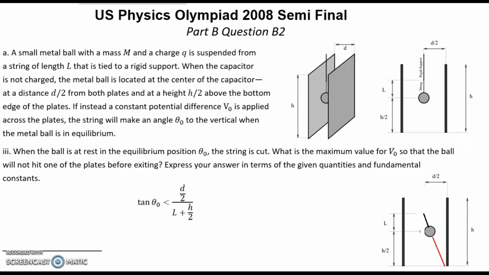But tangent theta we already counted, this one. And after we insert this tangent, we can get this inequality. So it means that V0 must be less than this expression. That's the answer for the third question.